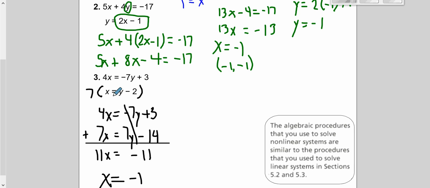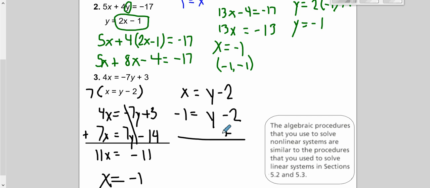Now that we have x, go back and find y. Use either one of the original equations. x is -1, y is +1. Pair up your answers as an xy pair. And there's our answer to the system.